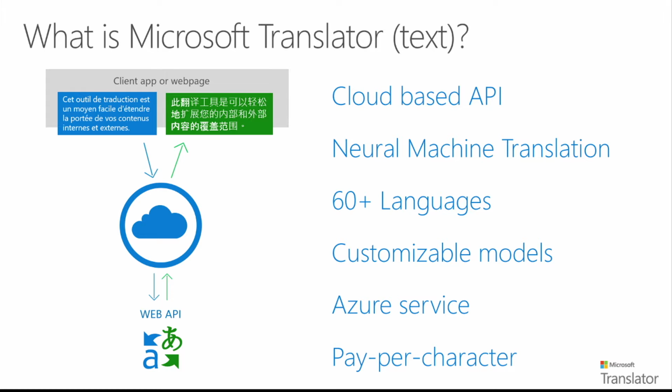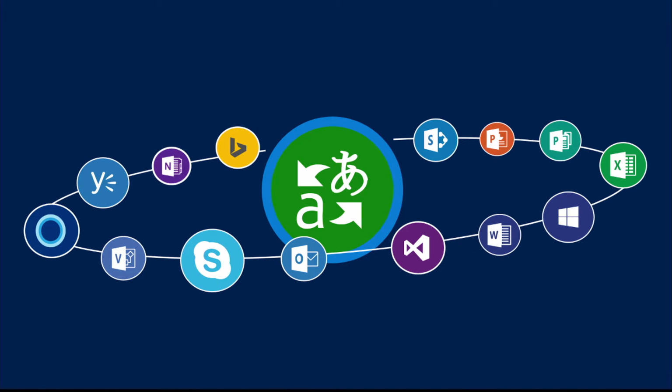It's offered as an Azure service, and it is a pay-per-use model. You pay per character. The base price is $10 per million characters, and it's hugely discounted for higher consumption volumes. It's the same service that also powers the translation functions in most Microsoft products that offer translations, like in Office, in Bing, in Skype, in Word, in Yammer, in SharePoint, and so on.